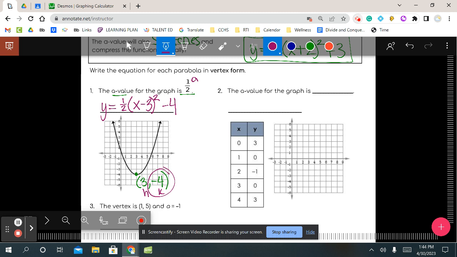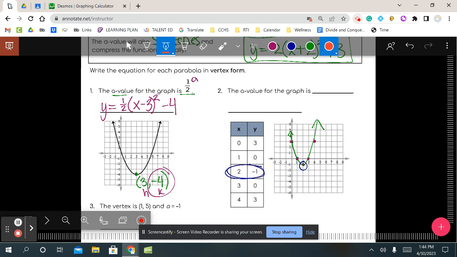Okay, now on number 2, you're given a table, and you would have to graph those points. So 0, 3, 1, 0, 2, -1, 3, 0, and 4, 3. That is my parabola. This point right here is my vertex.